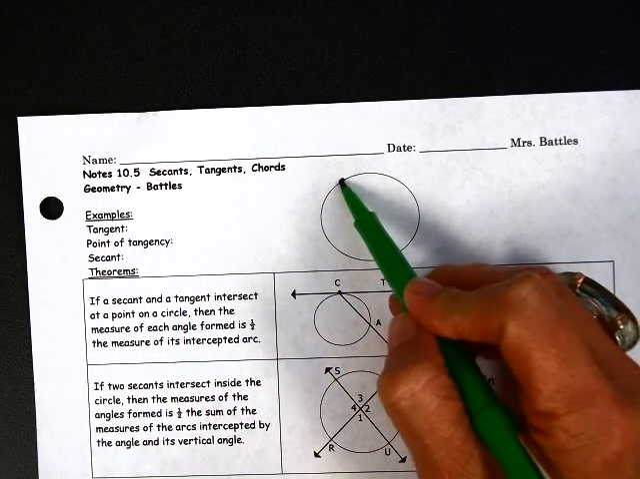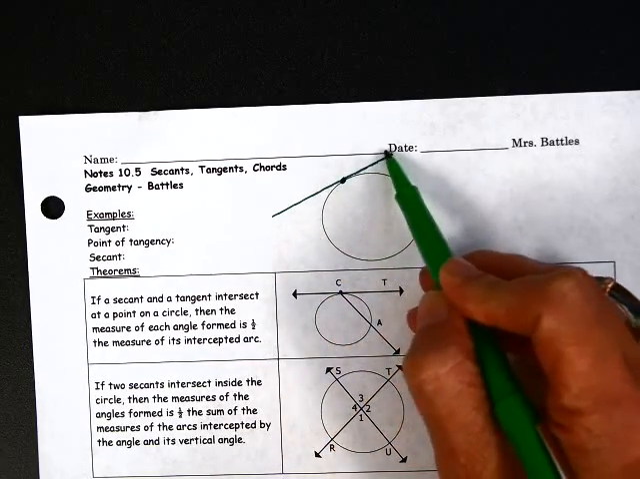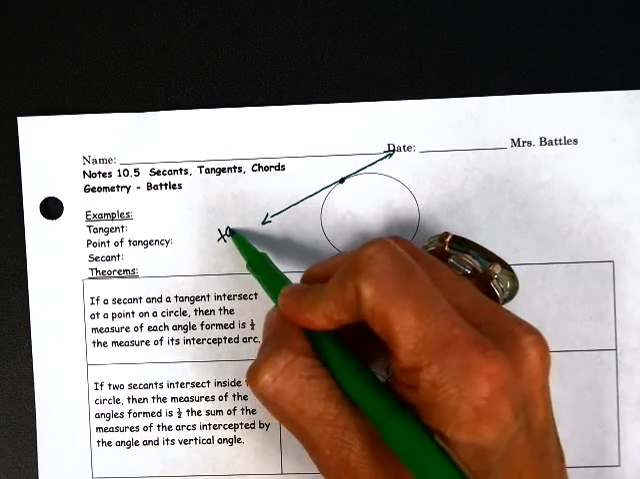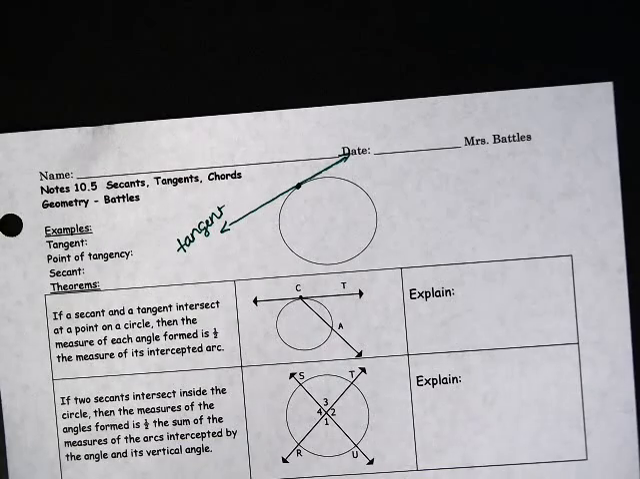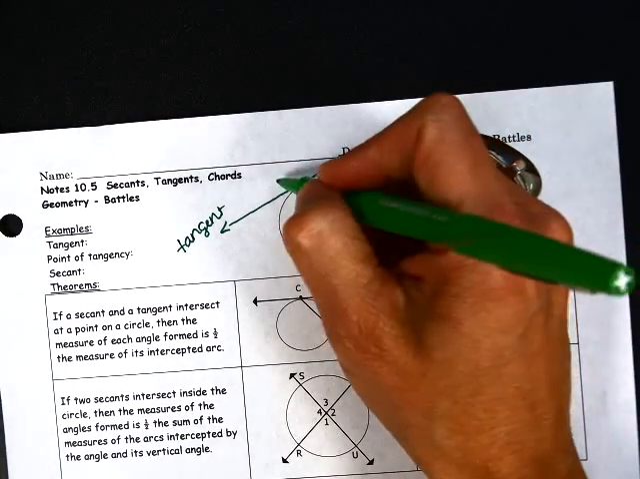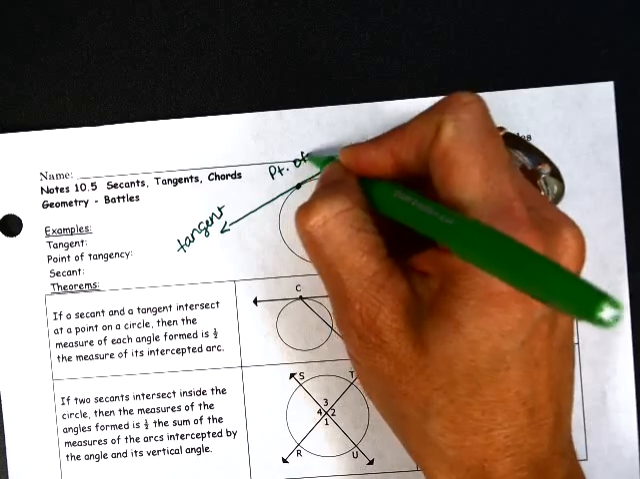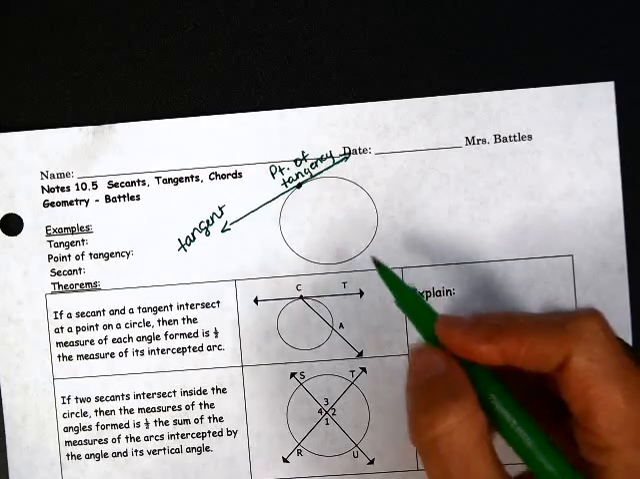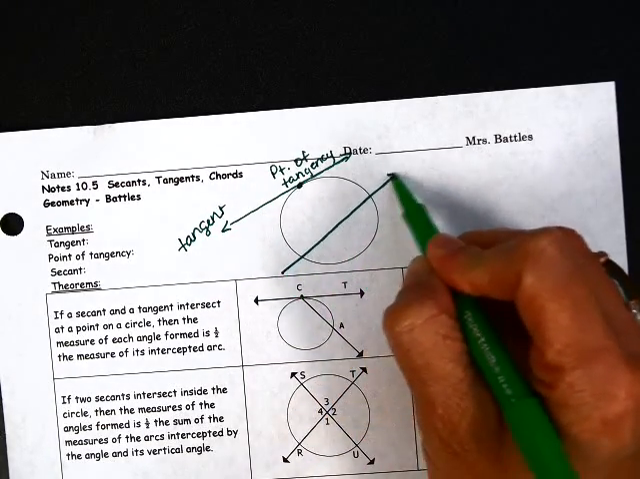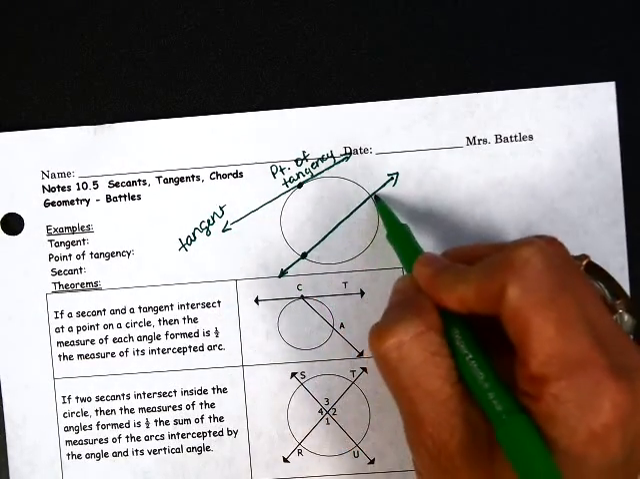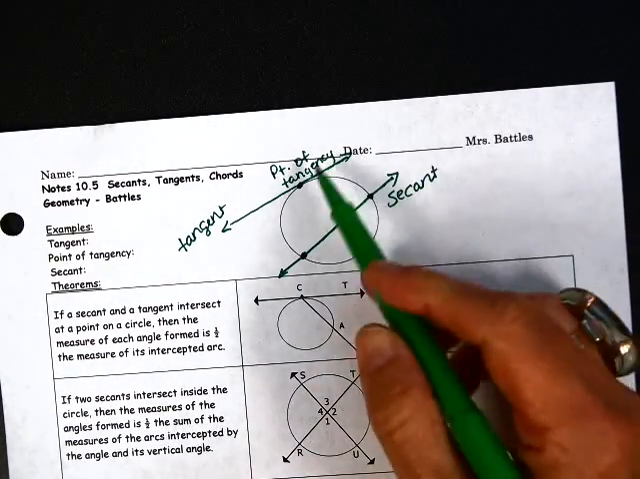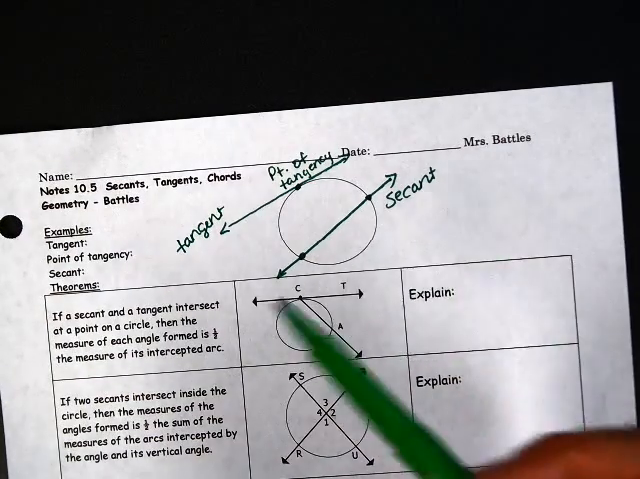Okay, so first of all, a tangent. If you remember, a tangent is on the outside of a circle. It touches the circle once at a point of tangency. So this is a tangent. The point where it touches the circle is the point of tangency. And then a secant goes through the circle and it touches it twice. All right. So those are the two things we're going to be working with.